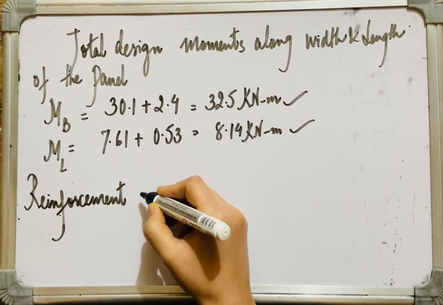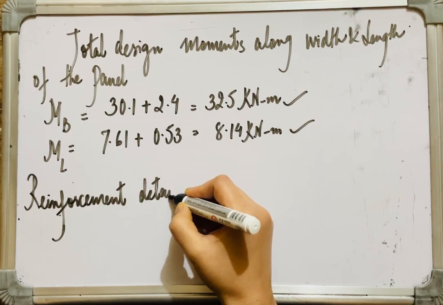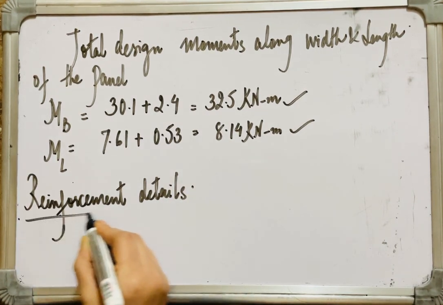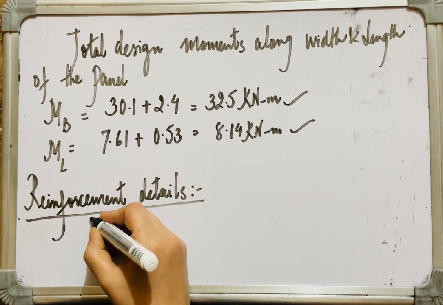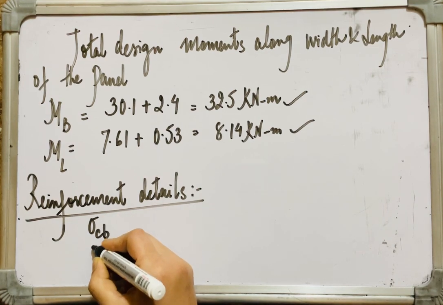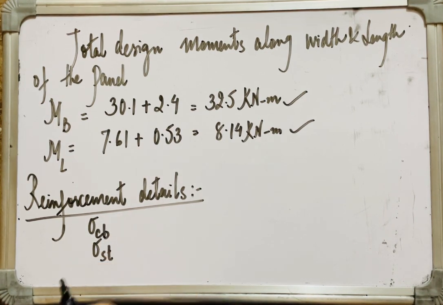Reinforcement details or reinforcement. All right. For that we have to look at sigma CBC, sigma ST and elastic design coefficients. After that, effective depth and reinforcement details will be calculated. Now, what are these elastic design coefficients? Since this is working stress method of the designing of the bridges and this is not the limit state method, we have to take elastic design coefficients.